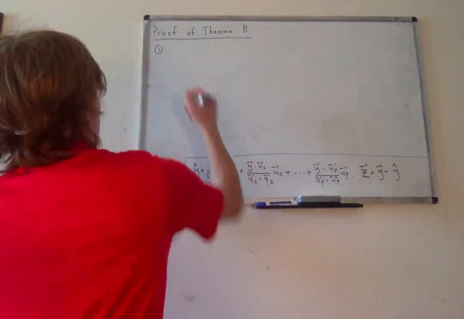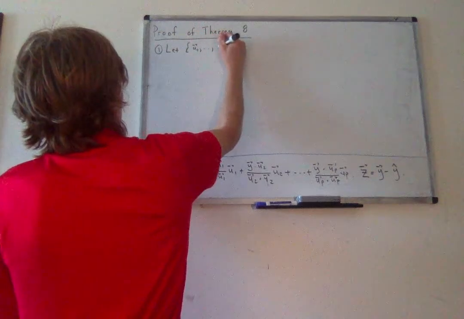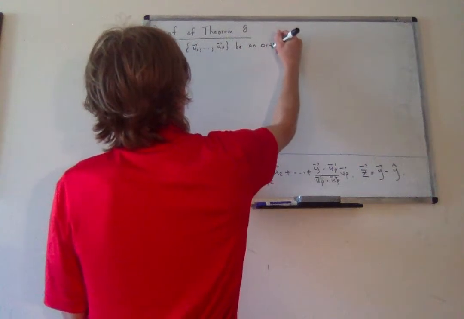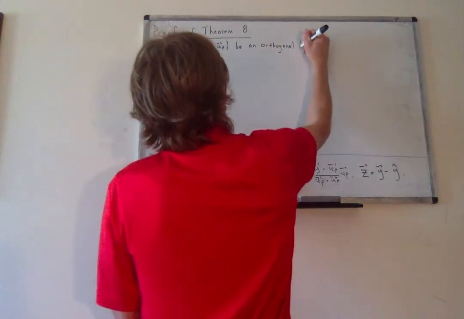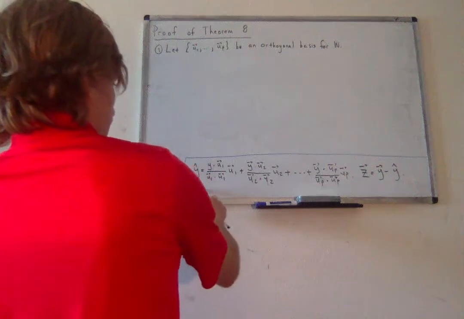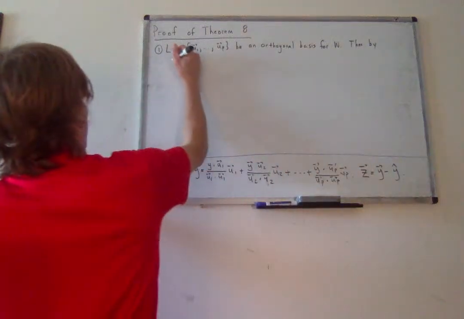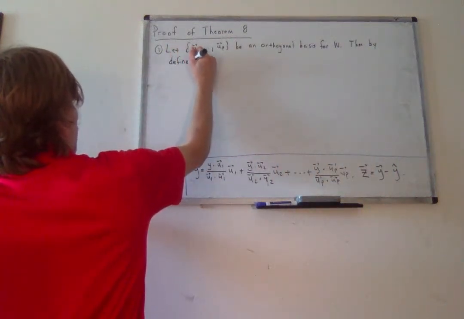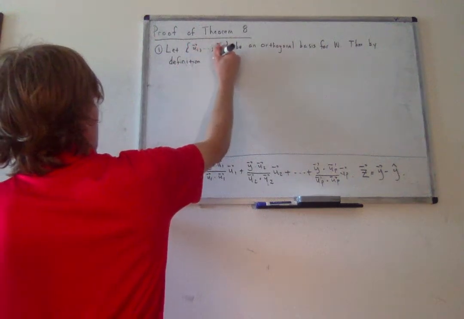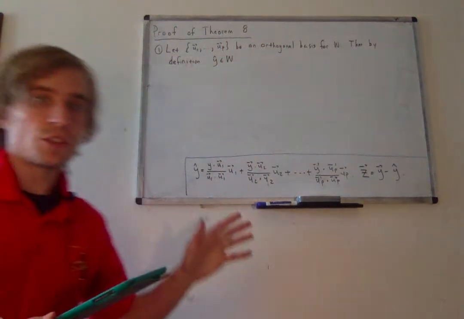So the first step, I've actually kind of already mentioned it, but we're going to let u1 through up be an orthogonal basis for W. And notice here, since y hat is actually just defined to be a linear combination of these basis vectors, we can just say by definition y hat is contained in W. So showing that y hat is in W is a fairly straightforward exercise.